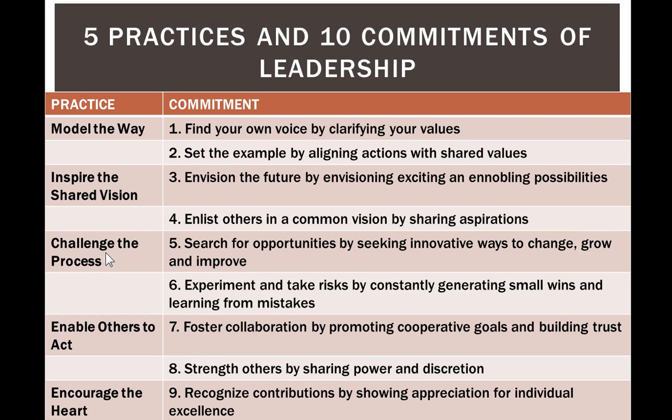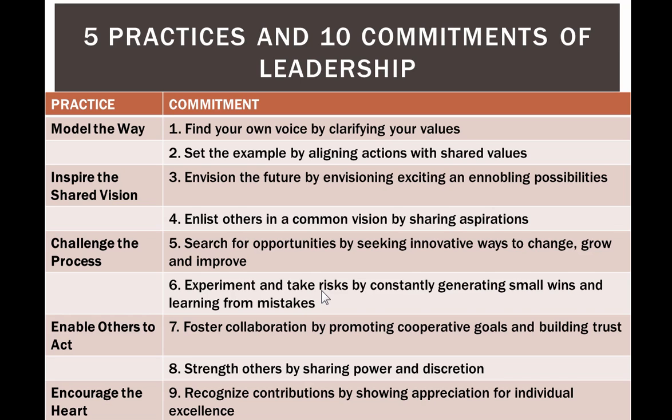Challenging the process, which frankly often precedes inspiring a shared vision, is to be able to look for opportunities to be innovative and experiment and take risks in the process. Enabling others to act has to do with making sure that the people around you are fully capable and empowered to do what they need to do and are able to collaborate with other people. And then lastly is encouraging the heart, and that really has to do with recognizing people for their contributions and celebrating the wins that you have together.